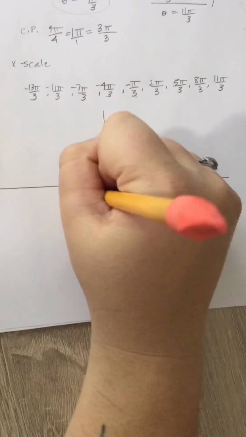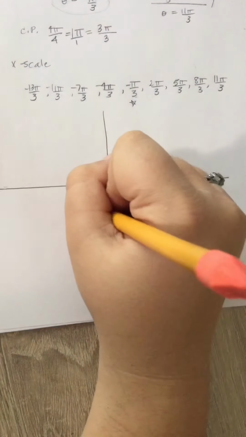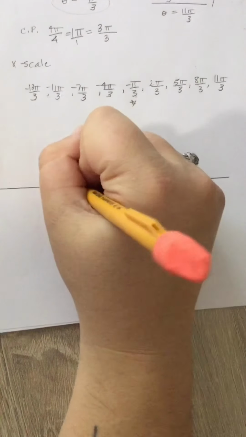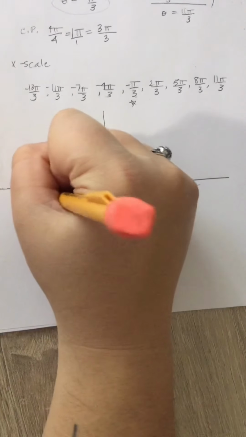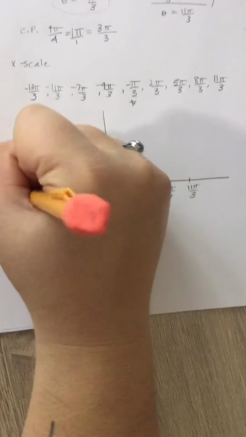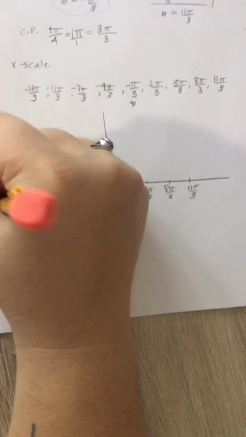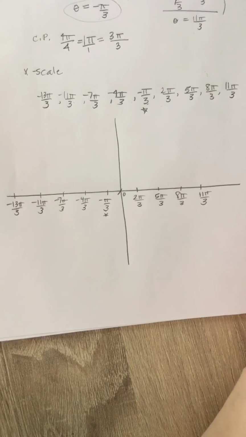So negative pi over 3 is here. Remember, that was your starting point. So maybe put a star or something so you know that this is where you start. You don't start at 0. You start at negative pi over 3. Then we have negative 4 pi over 3, negative 7 pi over 3, negative 11 pi over 3, and negative 13 pi over 3. Okay, so these are all our points where we're going to have something happen.